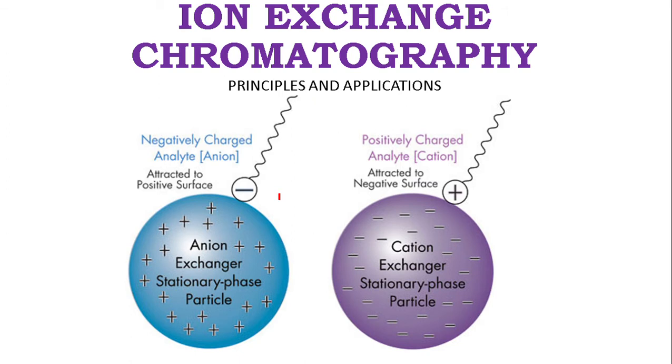Accordingly, there are two types of this work. One in which the analyte is an anion or negatively charged, the other in which the analyte is a cation, that is positively charged. When the analyte is anionic in nature, negatively charged, the column is coated with a positively charged surface, and when the analyte is positively charged, the column is coated with a negatively charged surface. So basically this is an attraction between oppositely charged particles.